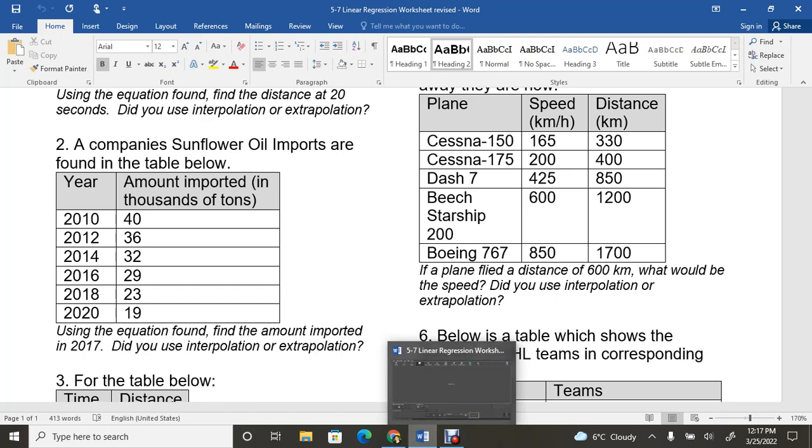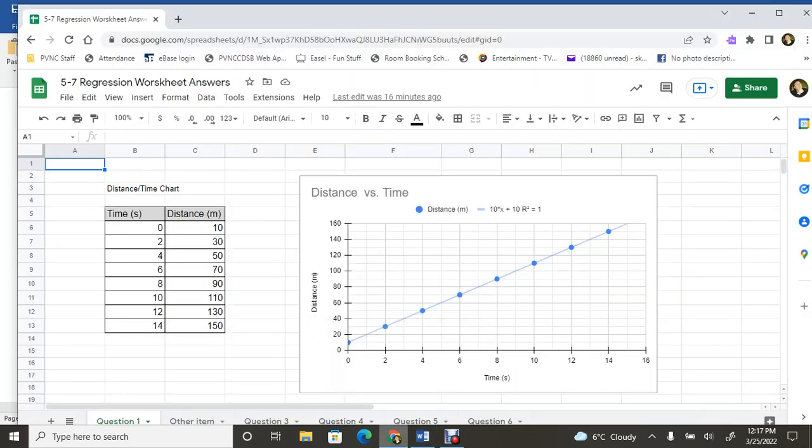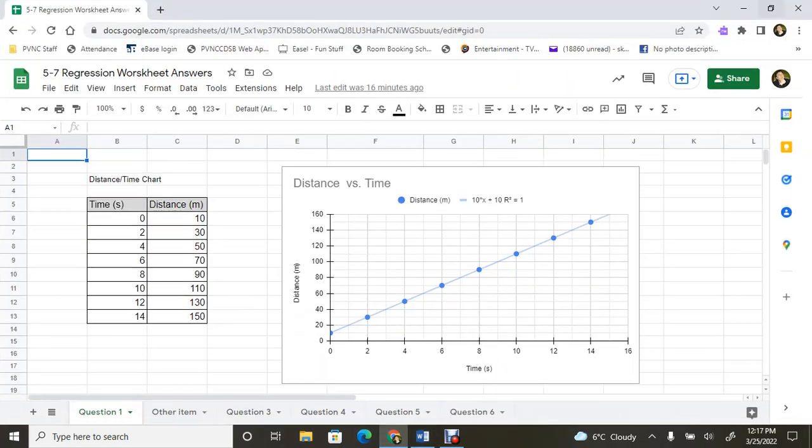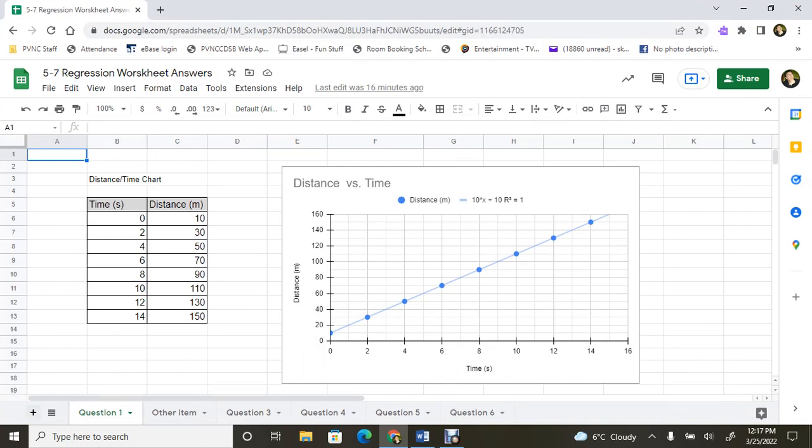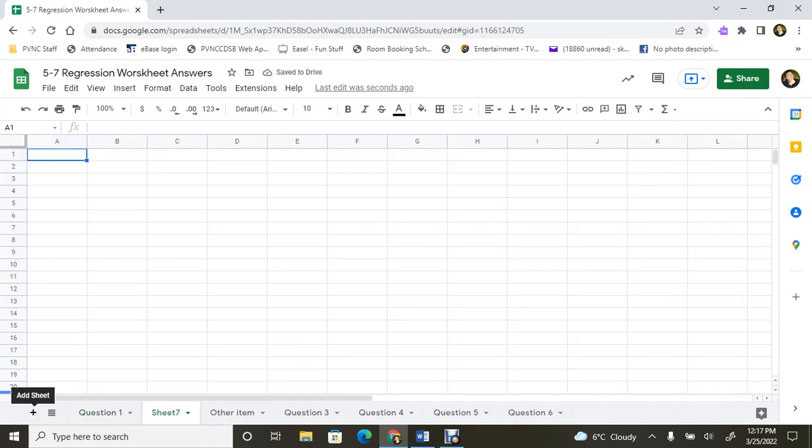Okay, let's go to our spreadsheet and start typing it out. I'm going to create another sheet. So I just went to the plus sign and created a sheet. I'm going to call it question 2. Just start typing the year here. 2000. Whoops, got in the wrong place. 2010. Down to 2012 for the year.